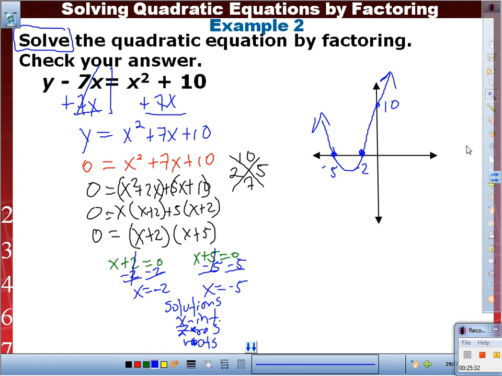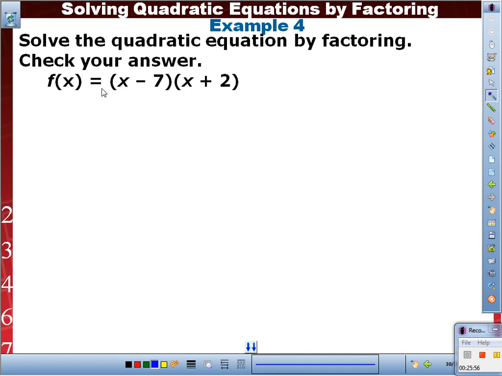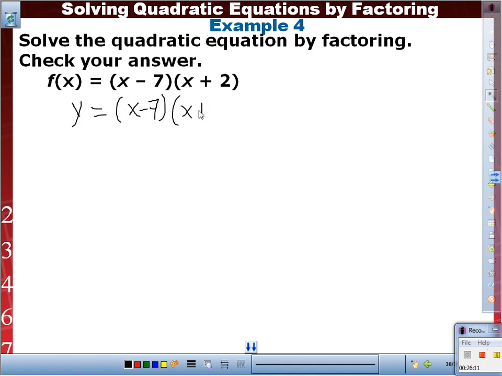Go to the next one, example number 4. You can do the check later on by yourself. If you're not done, that's okay. Copy this one, example 4. F of x equals x minus 7 times x plus 2. Doesn't that look weird, f of x? What shall we change it to? Y equals x minus 7, x plus 2. Now that it's y, what do we change it next to? 0 equals x minus 7, x plus 2.